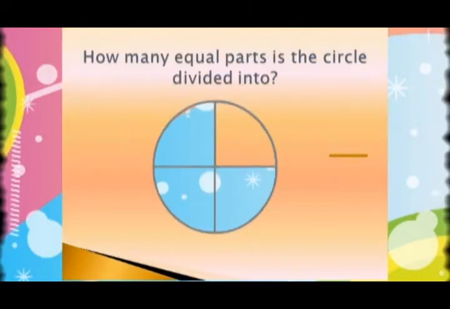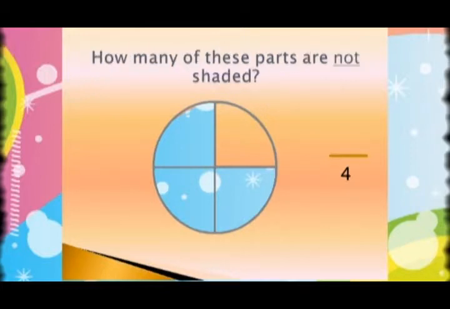How many equal parts is the circle divided into? The circle is divided into four equal parts. How many of these parts are not shaded? One part of the four parts is not shaded. Therefore, a quarter of the circle is not shaded.